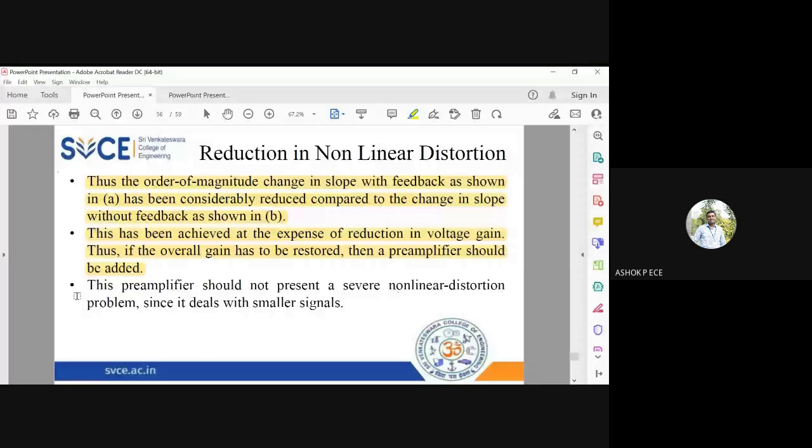Again, this pre-amplifier should be linear. If this pre-amplifier is also non-linear, then it will also add distortion. That is not good. So whatever amplifier you choose for pre-amplification, it should not add distortion to the signal. It should be a highly linear amplifier. Then only the purpose of reducing non-linear distortion will be effectively possible when you are going to apply negative feedback.